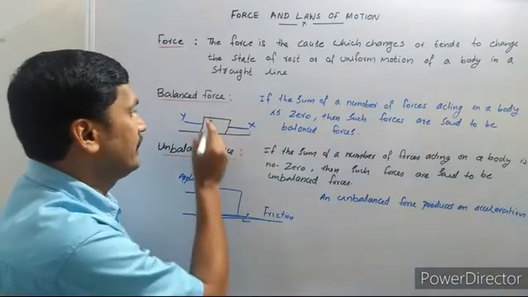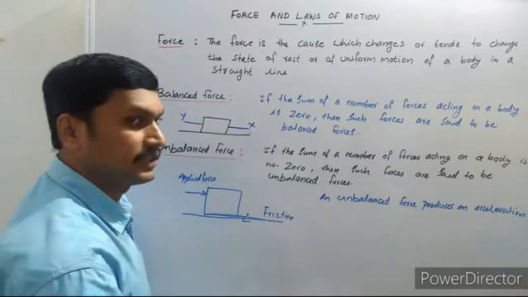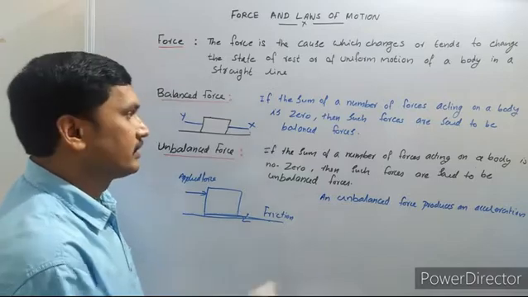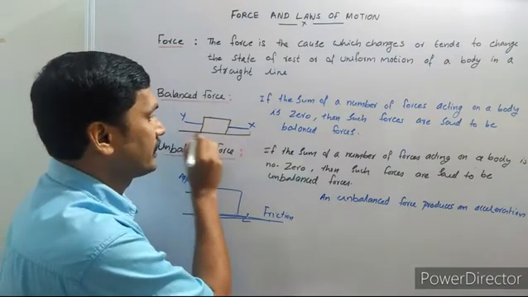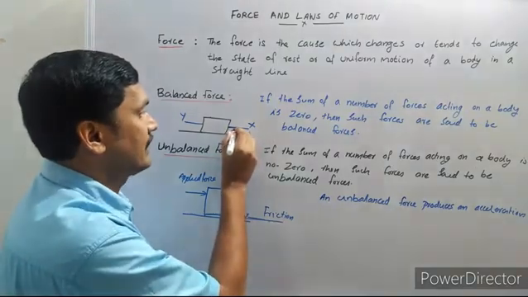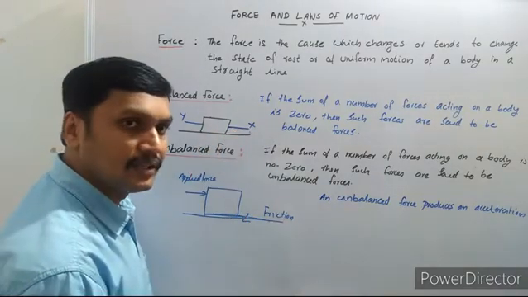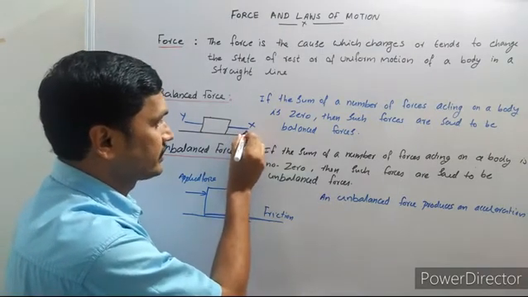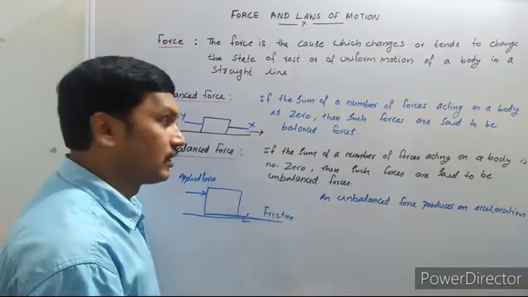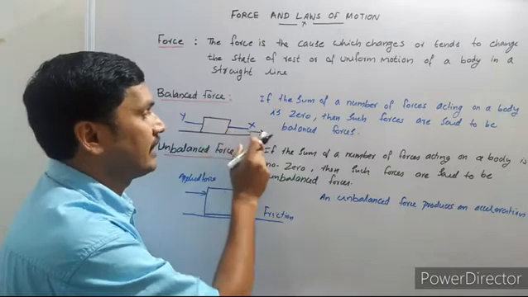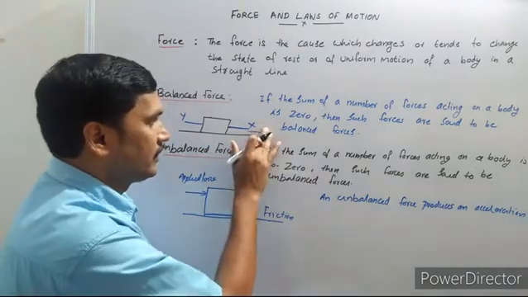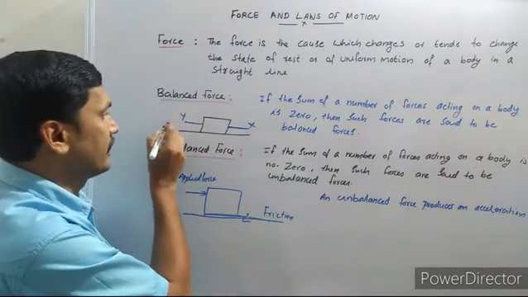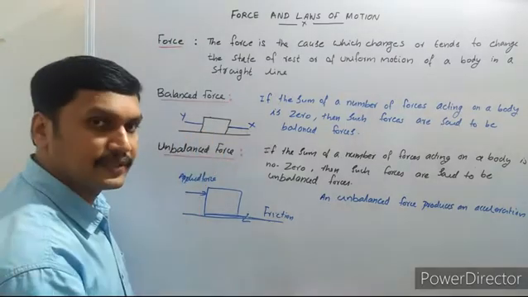Suppose we have a body placed on a horizontal surface like this. The body is connected with two strings, X and Y. Suppose we apply a small force on string X in this direction, and you know that the body will move in that direction. After that, we apply the force on string Y towards the left side, and you can note that the body moves towards the left.